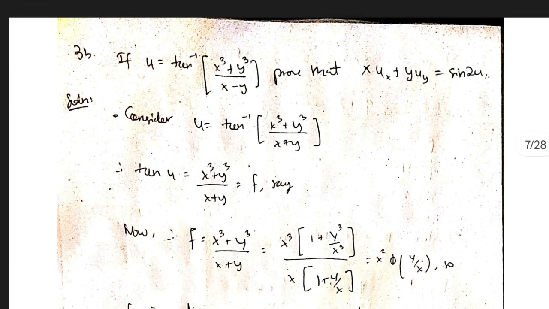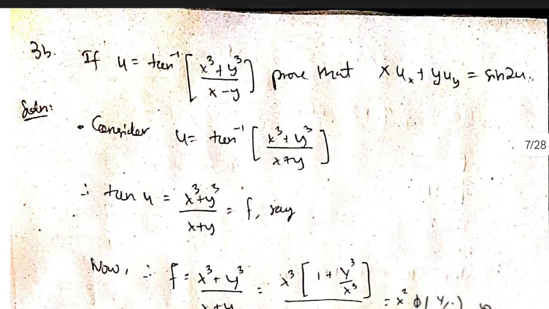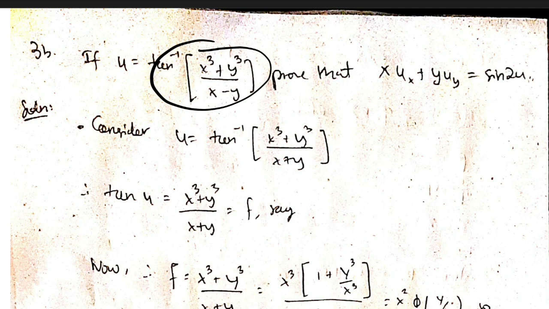And second type of question is this one. You have to do the partial differentiation. This is for the Euler's theorem. So here the u's value is given as this one. What you have to prove is x into ux plus y into uy is equal to 2 sine 2u. So what is ux, what is uy? Ux means differentiate partially with respect to x, and uy means differentiate partially with respect to y.